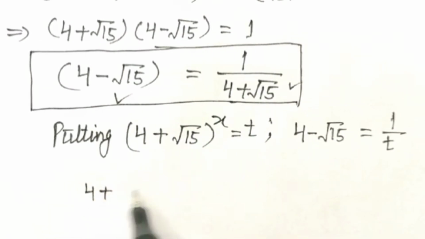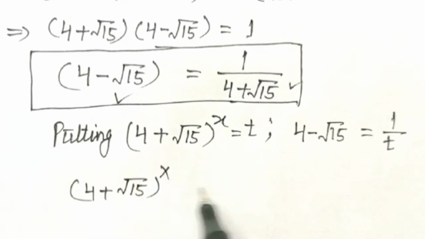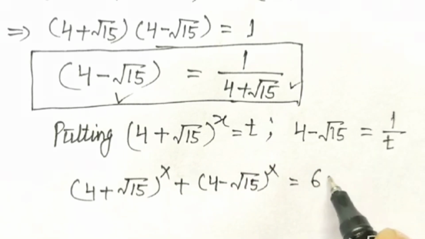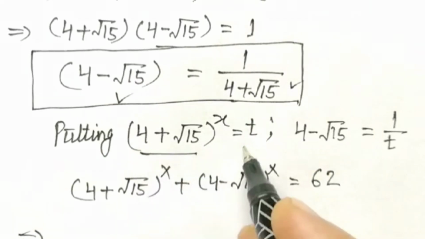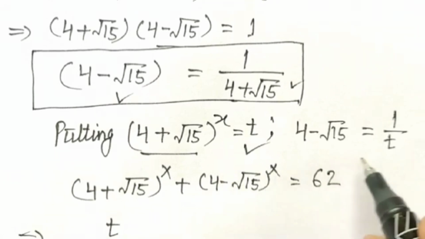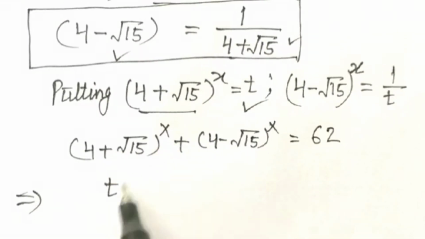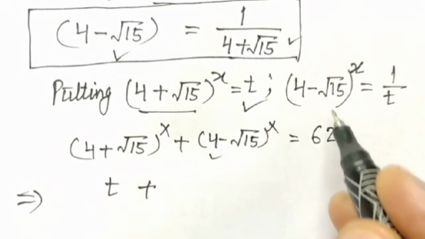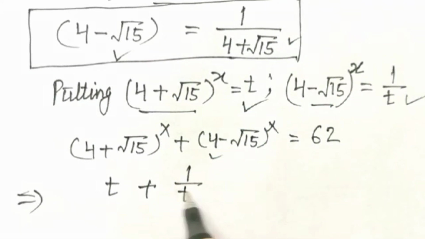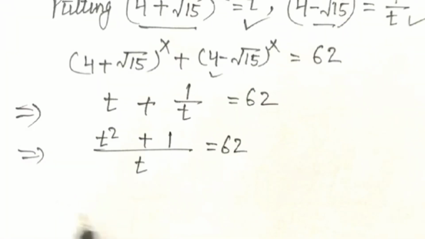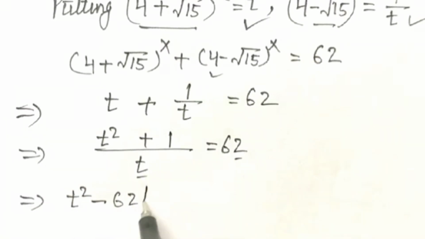(4 + √15)^x + (4 - √15)^x = 62. This as t, and this, I am sorry, so t plus this, 1 over t, is equal to 62. So t² - 62t + 1 = 0.